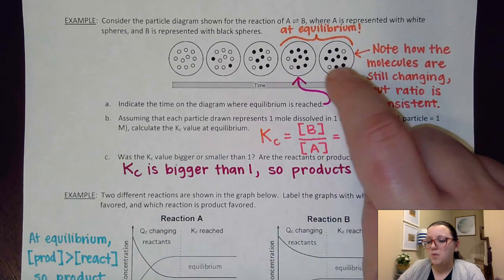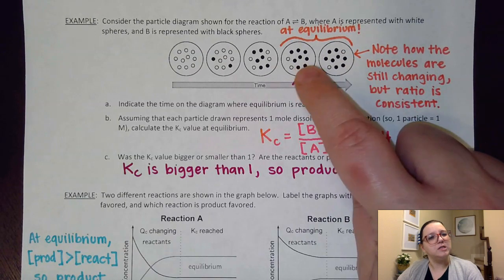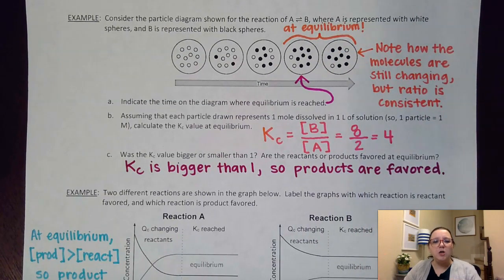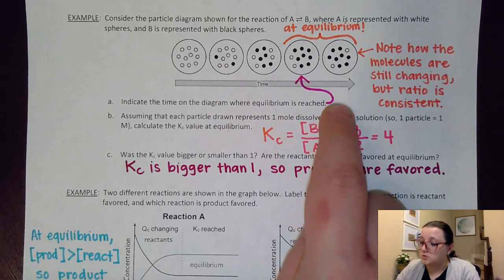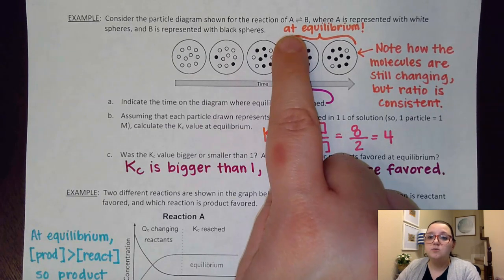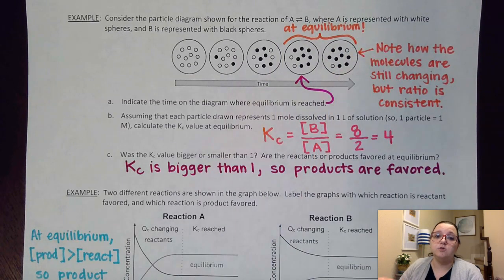What that means is that I've stopped changing overall. I have the same ratio of reactants to products at that point, and so that would be where equilibrium is reached. It's reached at this time. Technically, both of these last 2 time frames would be at equilibrium.